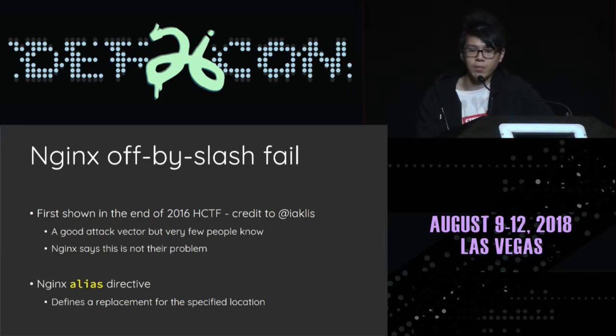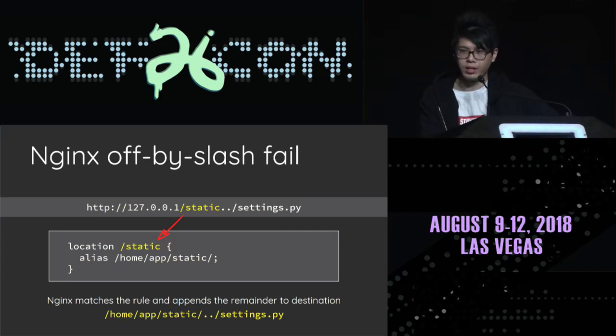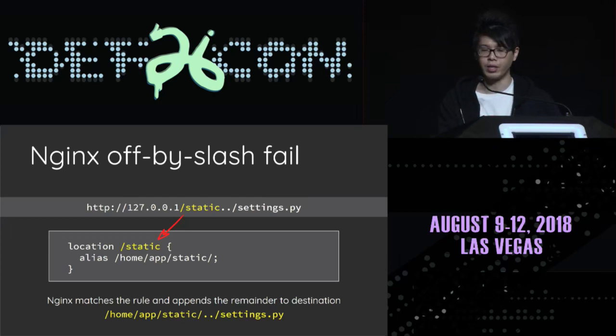This is a good attack vector that not many people know about, and the idea appears in the world again and again. In Nginx, there is an alias directive, and it can define a replacement for the specified location. This directive is very common in web architectures. Practical applications such as Django and Rails are not good at handling static files, so it's a prevalent pattern to put Nginx in front of them. But due to the lack of a trailing slash in the location rule, /static../ will also hit the alias block. As a result, Nginx will append the remaining part to /home/app/static, and we can traverse one level of path to the parent directory.